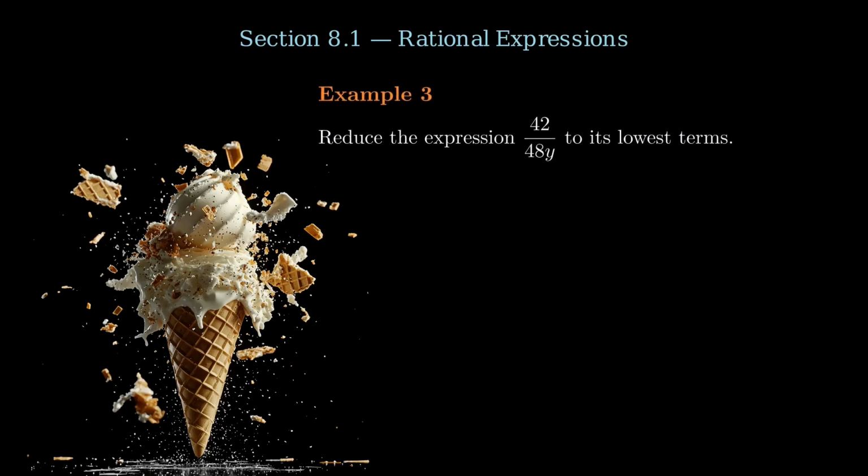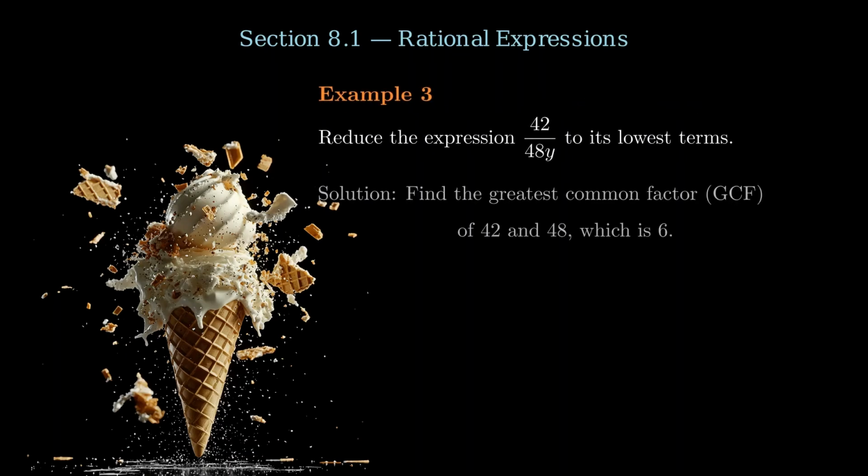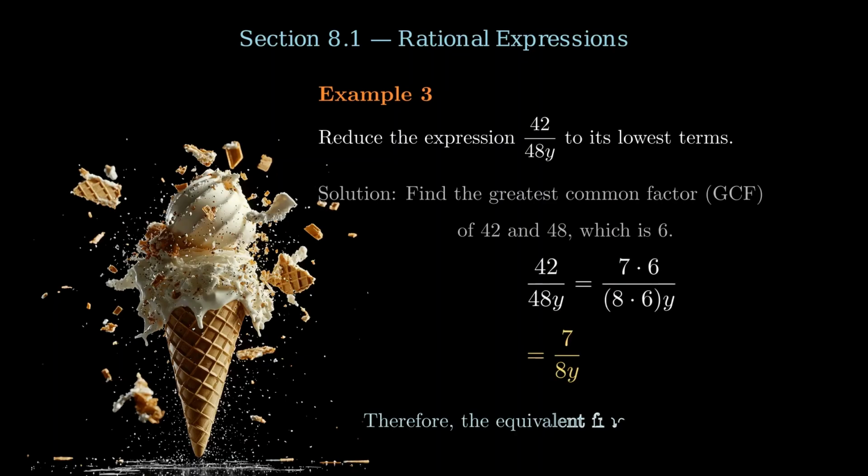Let's practice with an example. Reduce the expression 42 over 48y to its lowest terms. First, find the greatest common factor of 42 and 48, which is 6. This means we can rewrite 42 as 7 times 6 and 48y as 8 times 6 times y. By canceling out the common factor, 6, we get the simplest equivalent fraction, 7 over 8y.